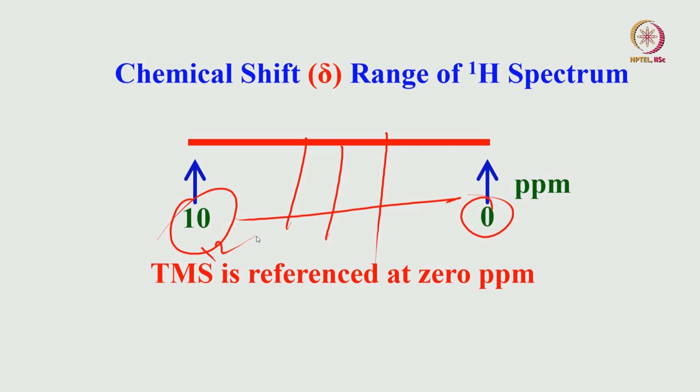There are many examples where it can go beyond 10, even 15, 20, 25 also, and there are also peaks which go beyond TMS, highly shielded, negative ppm also will come with respect to TMS. But by and large, for the majority of the molecules, if you record proton NMR, the chemical shifts are within 0 to 10 or 12 ppm, except some of the examples which are exceptional.